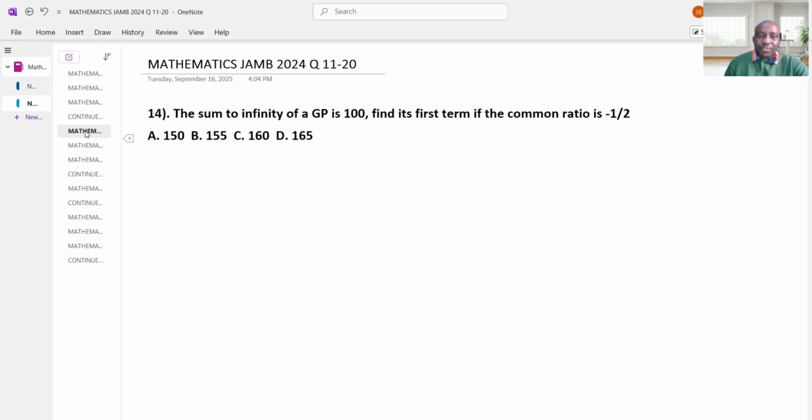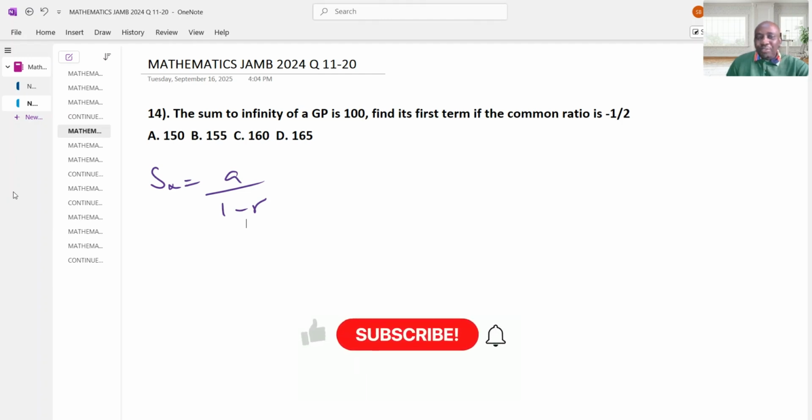The sum to infinity of a GP is 100. Find its first term if the common ratio is minus 1 over 2. What is the formula for that? The formula is this: S infinity equals A over 1 minus R. This is the formula for the sum to infinity, which means unlimited, to infinity. This is the formula we are going to use.